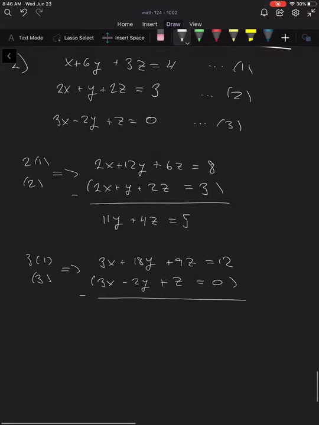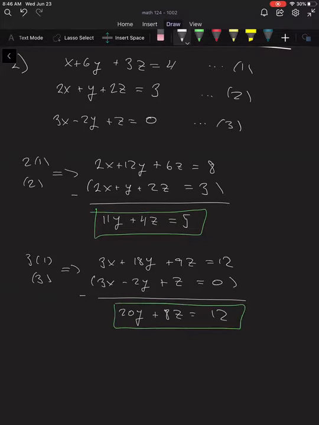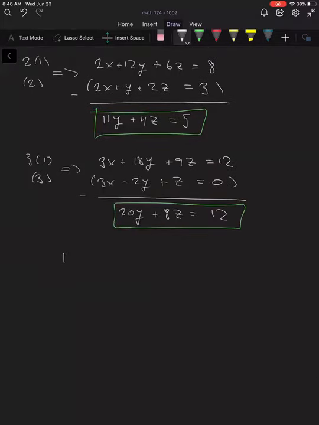So 3x minus 3x is 0. 18 minus a negative 2, so that's 20y. 9 minus z, so 8z. And then just 12. So now we have these two new equations that just have y and z. So now let's just work with these two equations and solve this problem.